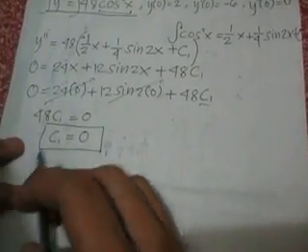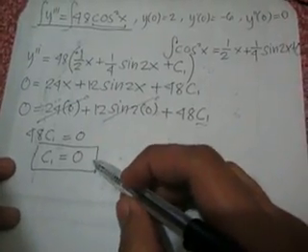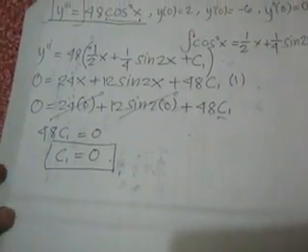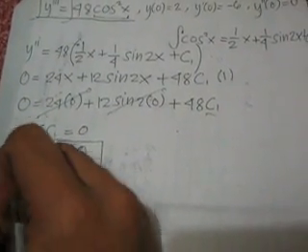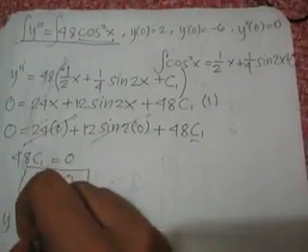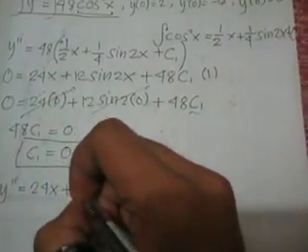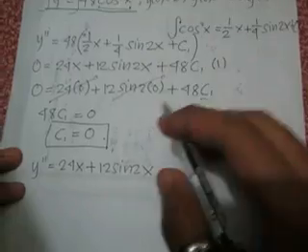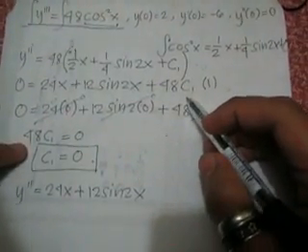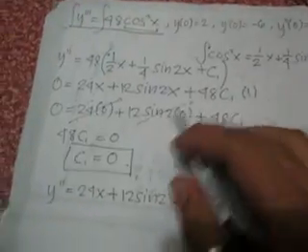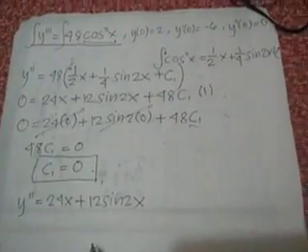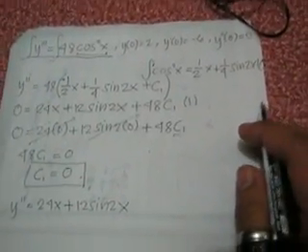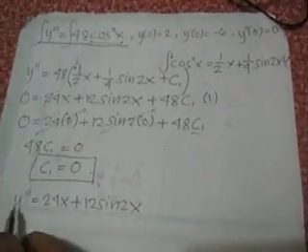Now we'll simply substitute this constant to equation 1 from previously. So y double prime is equal to 24 x plus 12 sine 2x. We could now neglect writing 0 since it's nothing. Next step, we will just imitate the process done previously. So we just directly integrate this.